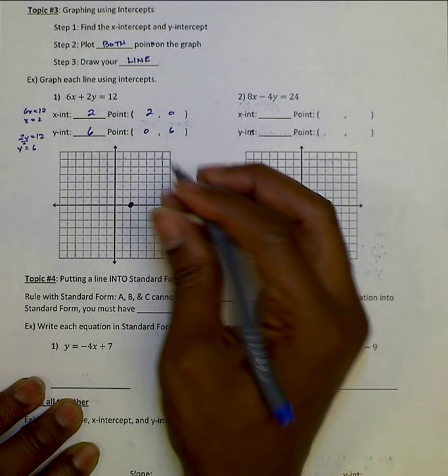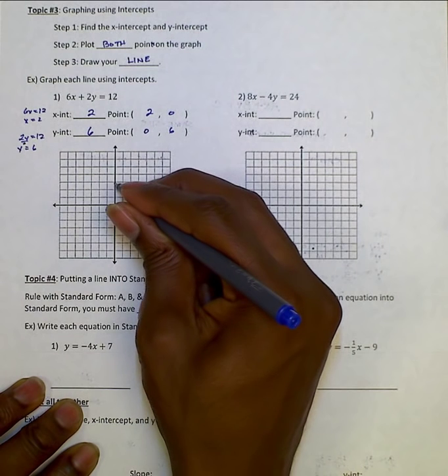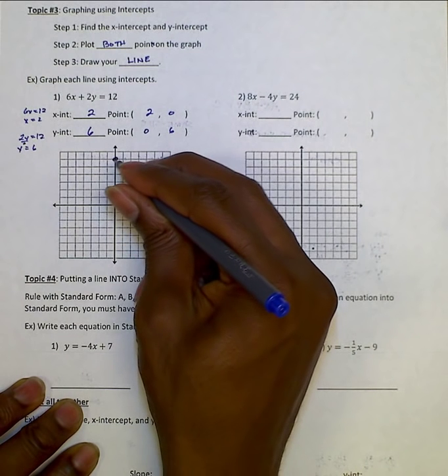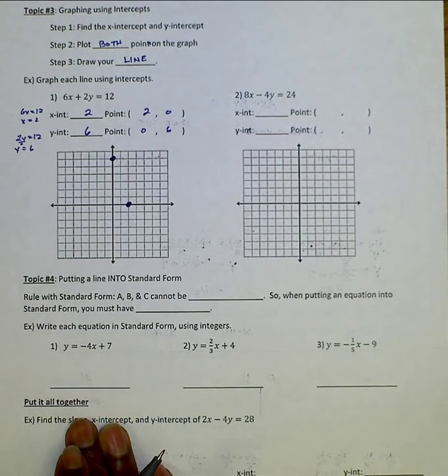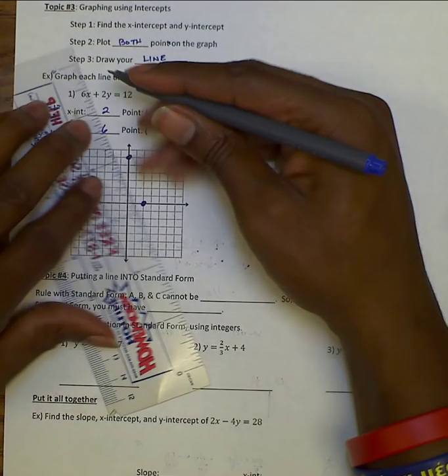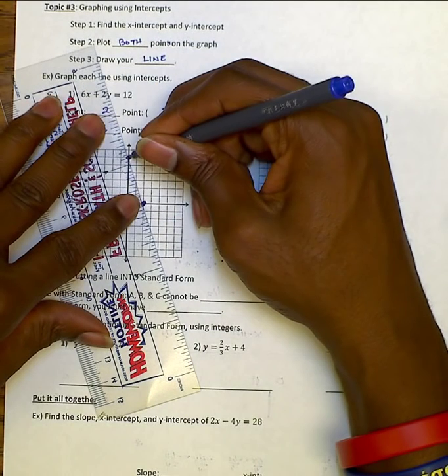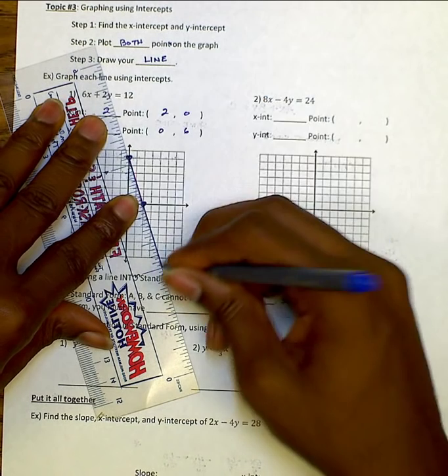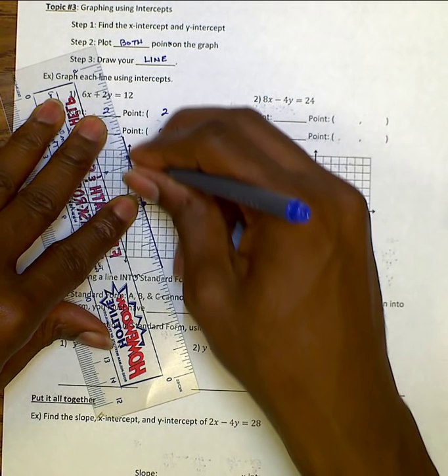And so now with those points, I just have my point at (2, 0). My point at 0, 1, 2, 3, 4, 5, 6. And then I have those 2 points. That is all I need in order to make a line. So I'm going to make a line through those 2 points. And there we have it.